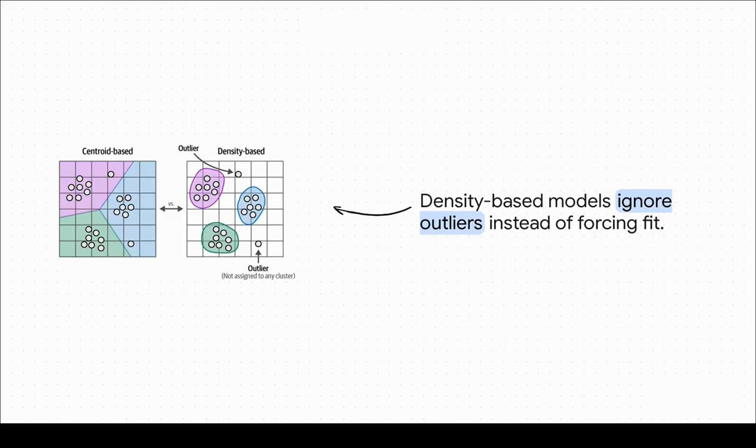HDBSCAN beautifully handles this noise by simply ignoring them and leaving them unassigned as outliers. In our dataset, this algorithm automatically discovered exactly 156 distinct semantic clusters, completely sidestepping all that messy noise.